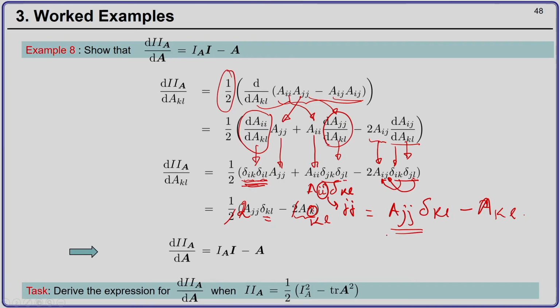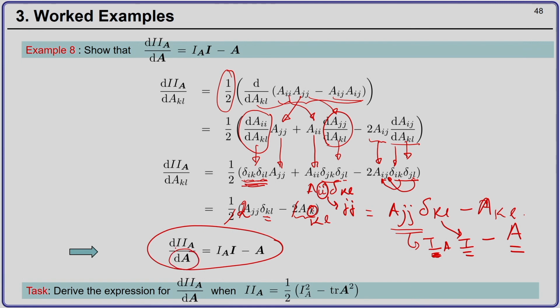Ajj is nothing but the first invariant, which is I of A, delta kl is nothing but the second order identity tensor, and Akl is nothing but A. So, writing in direct notation, you can write the derivative of the second invariant of a tensor with respect to the tensor as I of A times the second order identity tensor I minus A.